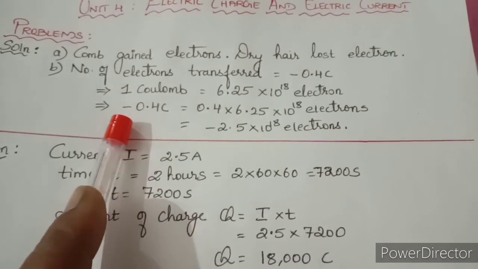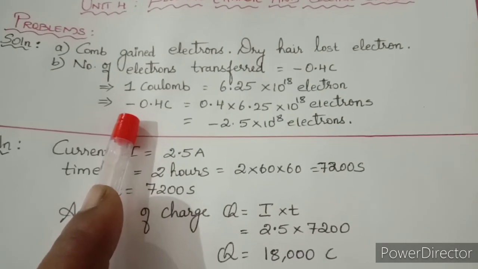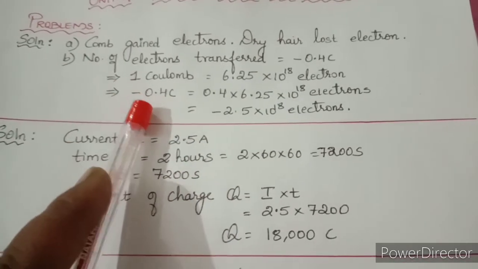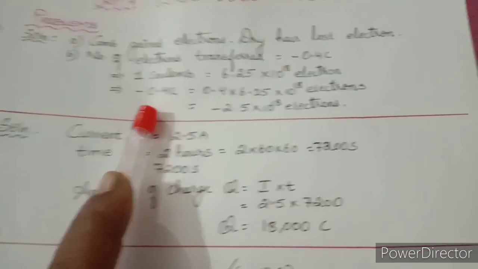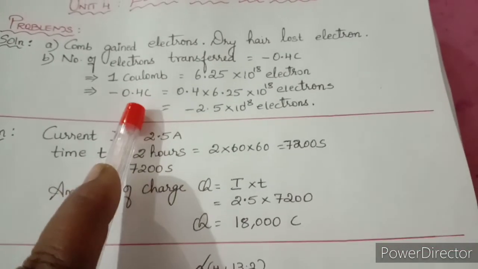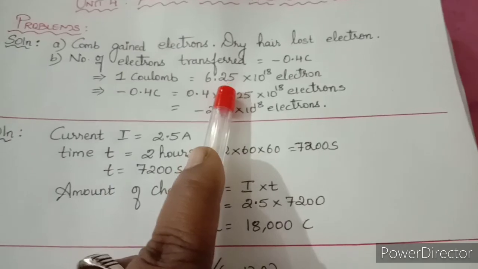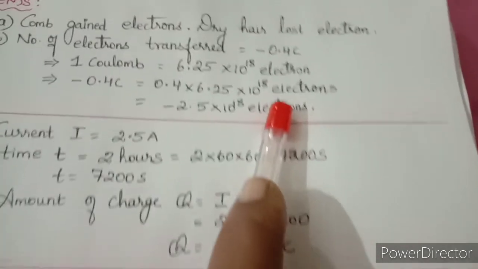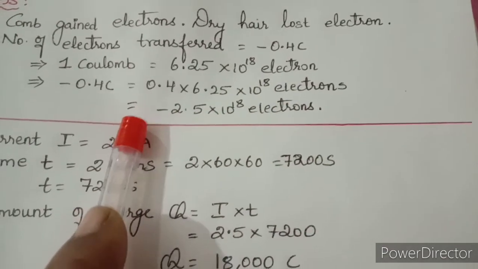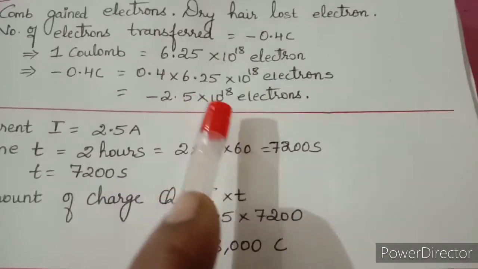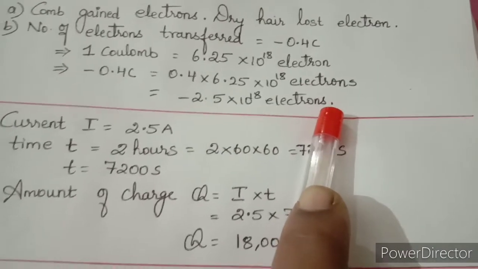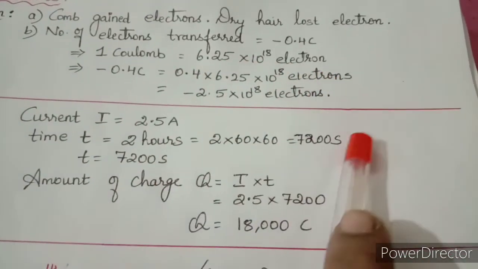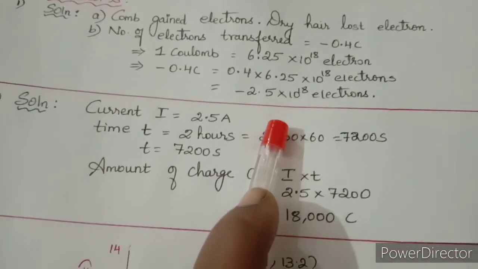In the book, minus 0.4 coulomb has been transferred. So instead of 1 coulomb, we have to write this value, minus 0.4 coulomb. Now multiply the 0.4 with the value of 1 coulomb: 0.4 into 6.25 into 10 power 18 electrons, which is equal to minus 2.5 into 10 power 18 electrons. This is the amount of charge that has been transferred when you comb your hair.